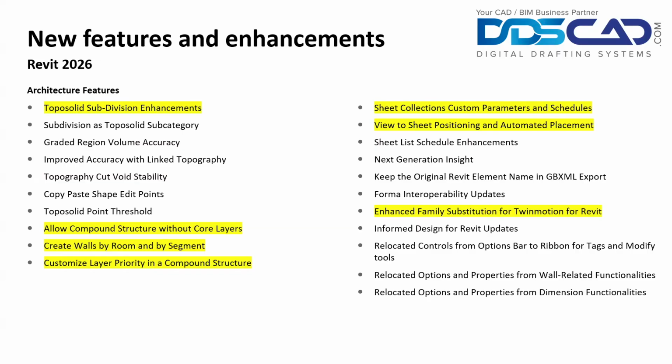In continuation, we have sheet collections, custom parameters, and schedules. These are some additional parameters that have been hardwired into your Revit. Once we do that, we'll also see view to sheet position and automated placement, which allows us to populate our sheets a lot better, more efficiently, and in a more organized way that would make a lot more sense for the project.